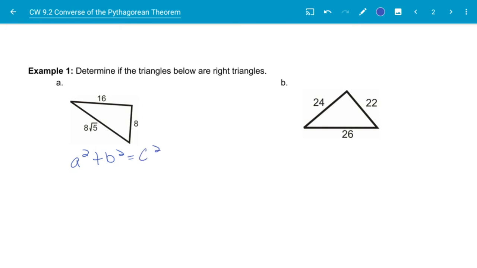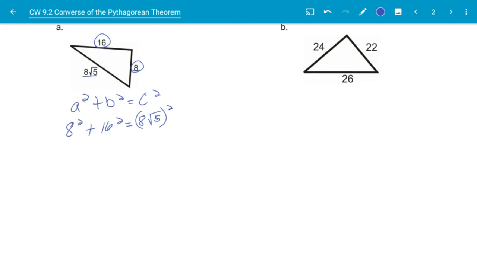So I know that my legs, the a and the b, are 8 and 16. So I'm going to say 8 squared plus 16 squared is equal to my hypotenuse, the longest side, which is 8 square root of 5, and that is squared. So now I just need to go down through and square each one. So 8 squared is 64, plus 16 squared is 256.